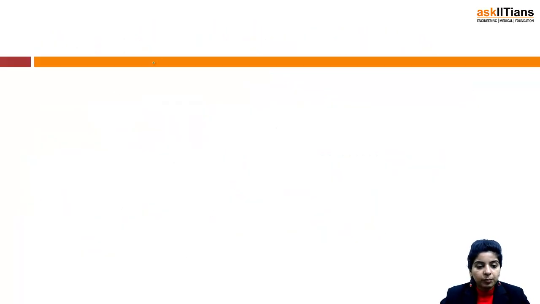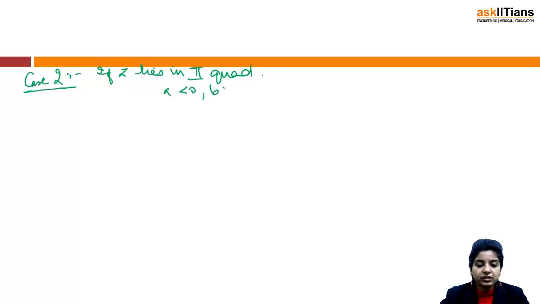Similarly, case 2 would obviously be if z lies in the second quadrant. And what do we mean by that? If z lies in the second quadrant, that means a is negative but b is positive. That means the situation is somewhat like this. Okay, we have to concentrate on the second quadrant. This is my second quadrant. So my AB is somewhere here.